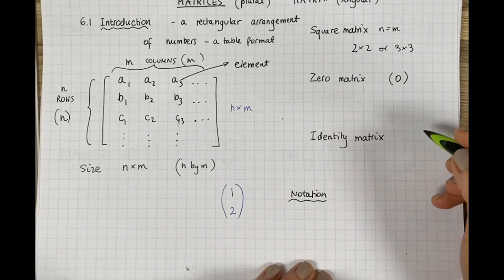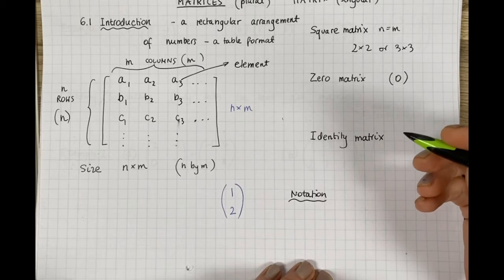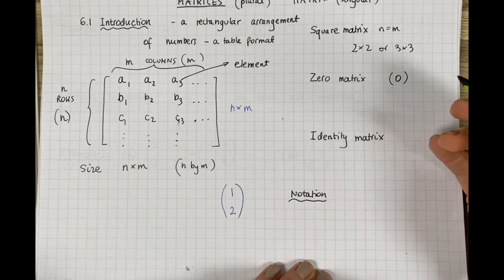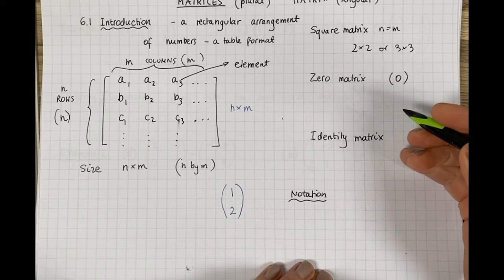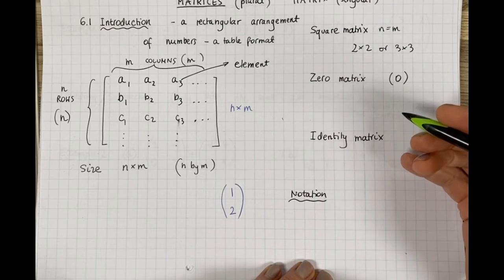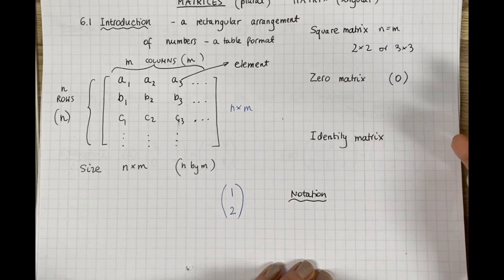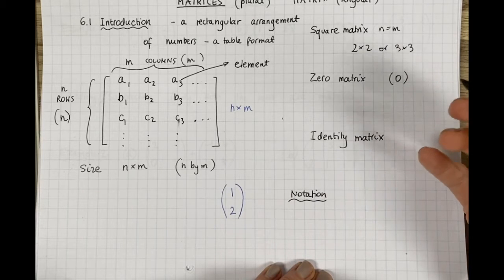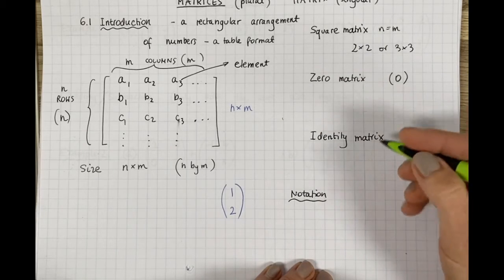Identity matrix. Identity matrix acts like 1 in multiplication. It's a matrix that you can use to multiply another matrix by, and it will leave it unchanged. That's the definition of identity. 0 is an identity in adding. If you add 0 to a number, it leaves it unchanged. So 0 in addition is an identity.